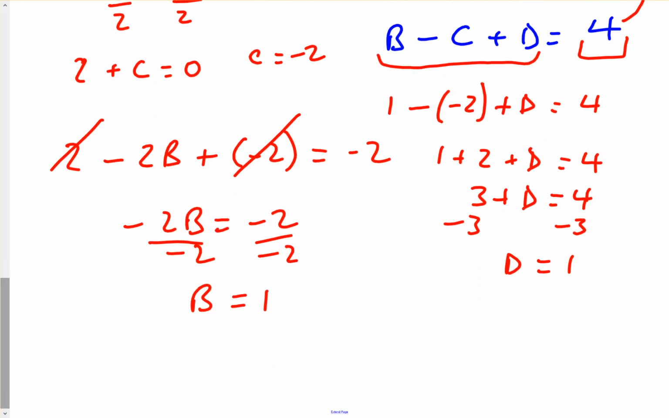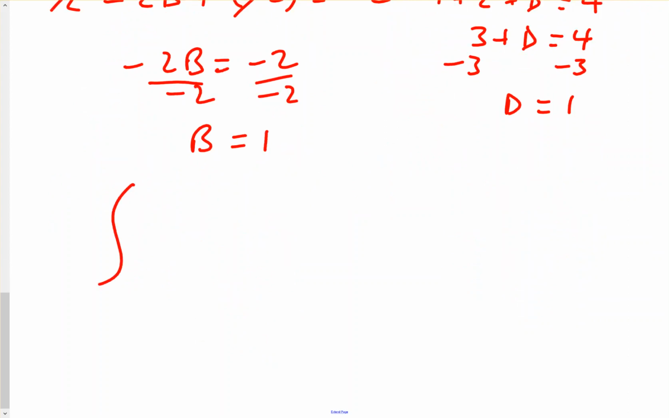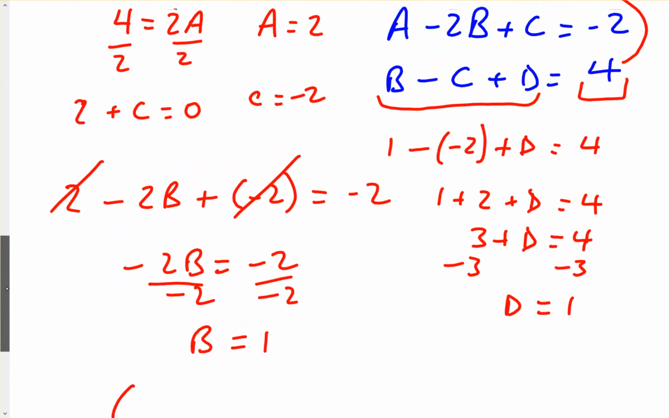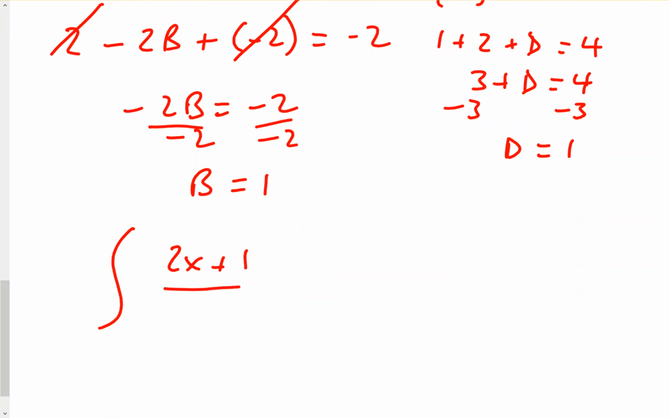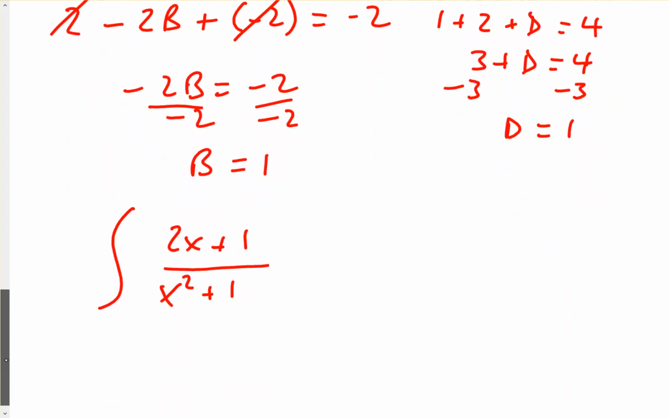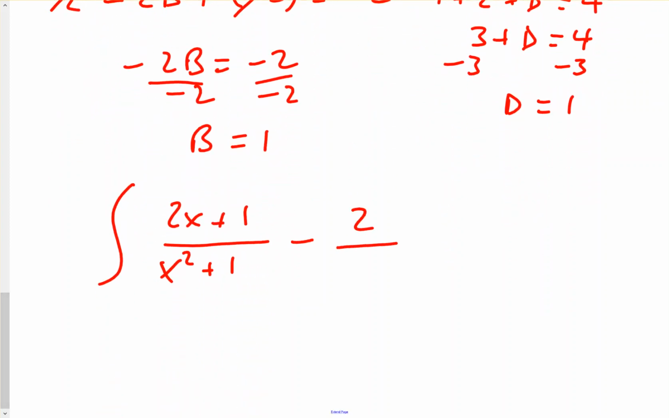Okay, so let's set it up. We had the integral of ax plus b, so that's going to be 2x plus 1 over x squared plus 1, c was negative 2, so we'll have minus 2 over x minus 1, plus d was 1 over x minus 1 quantity squared.